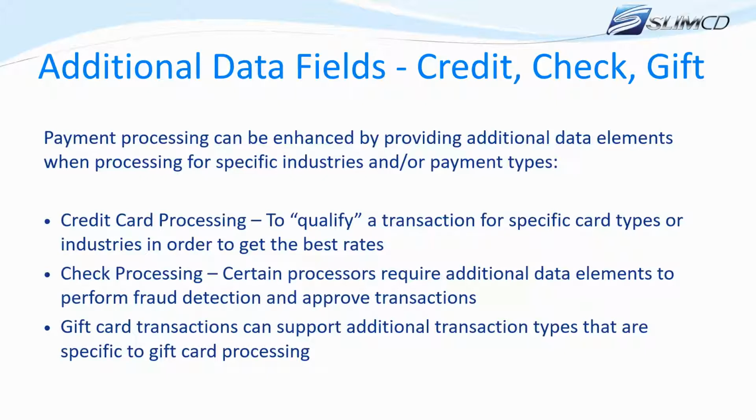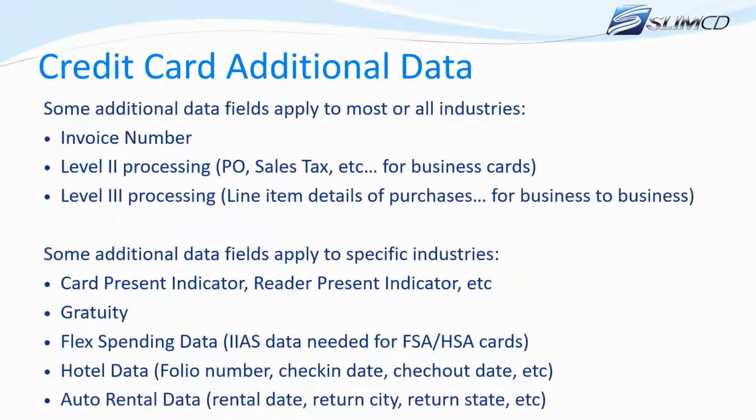For example, if you're a pharmacy, you might need to send additional data fields to get the healthcare flex spending cards to be approved by Visa and MasterCard. Check processing is a little bit different in that certain processors require additional data elements so they can perform fraud detection and approve transactions, and we'll cover that in a little bit. And gift card supports some additional transaction types, and there are some features available just to gift cards, because gift card is a closed loop system where it's a specific gift card provider that's holding all the card data. They're the issuer and they're also the acquirer. They're the ones that we send the transactions to for approval.